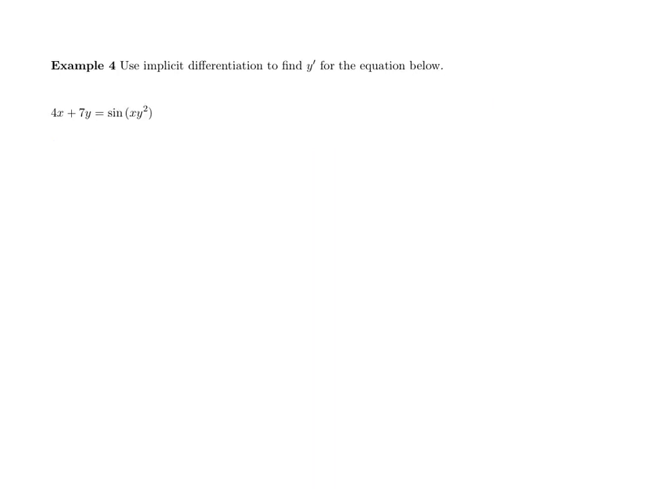In example 4, we're again going to use implicit differentiation to solve for y prime, meaning on the left and the right, I'm going to take the derivative with respect to x. Let's see what we get. On the left side, the derivative of 4x is 4, and the derivative of 7y is 7y prime.